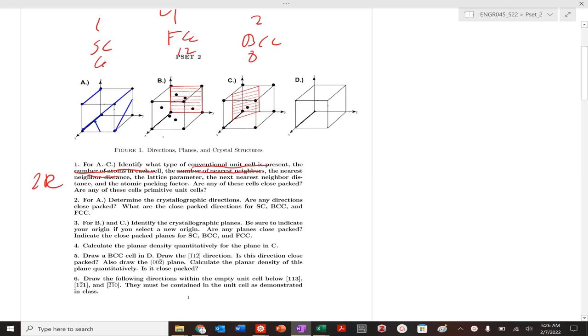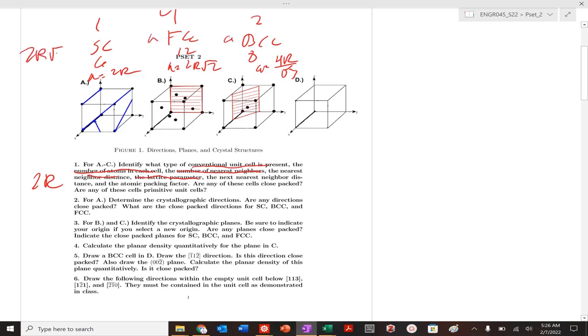The lattice parameter, a is equal to 2r, a is equal to 2r root 2, a is equal to 4r over square root of 3. The next nearest neighbor distance is always, for BCC a, FCC a, and for SC 2r square root of 2. Atomic packing factor, 0.74 here, and for everything else, it's less than that.